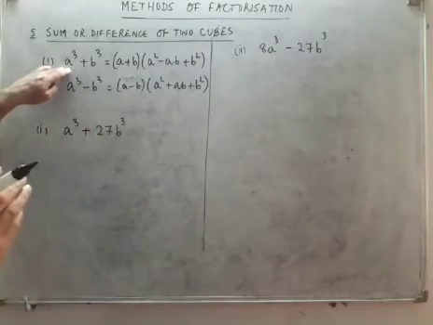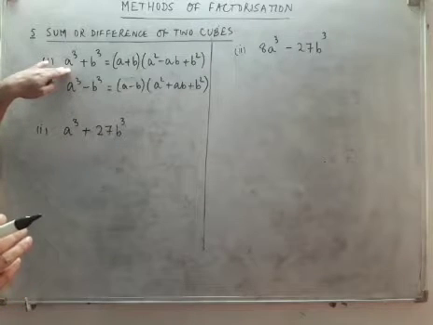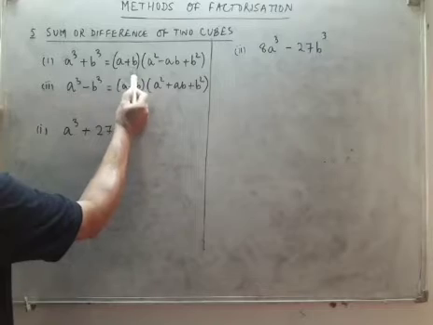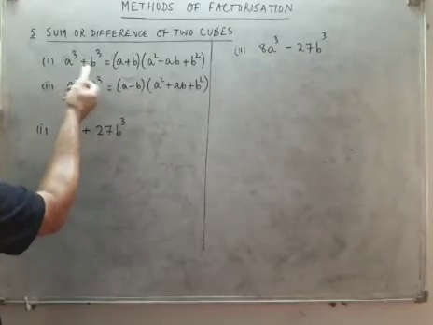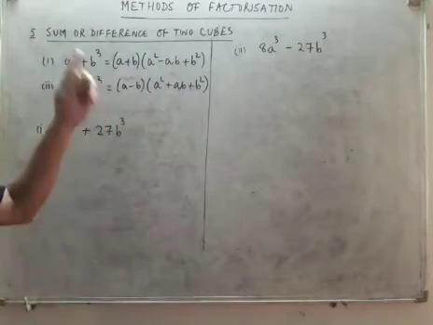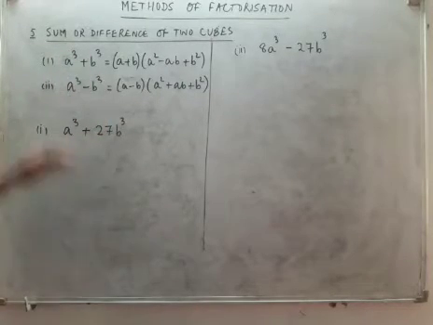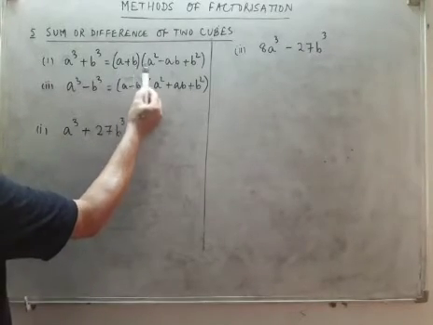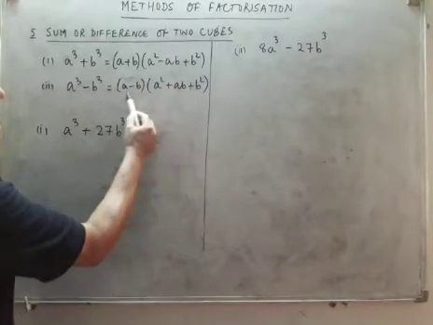Now, when you are going to use this, first you must identify the first term and the second term. Whenever you are given a cube, identify the first term and the second term, like we did in the difference of two squares. Once you identify the first term and the second term, you just have to substitute it in the respective places.